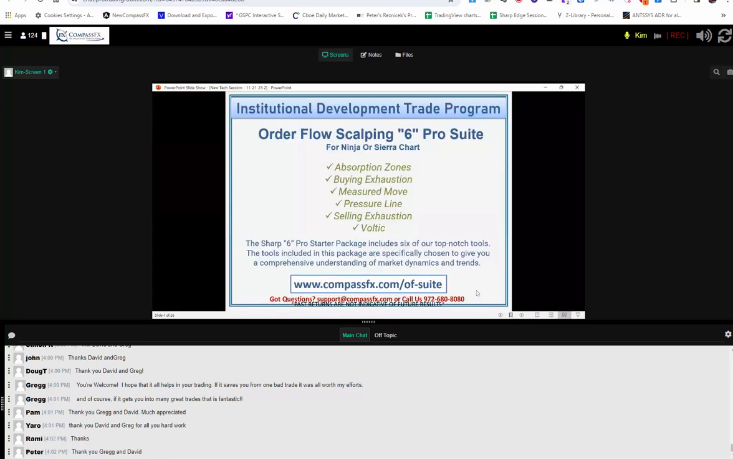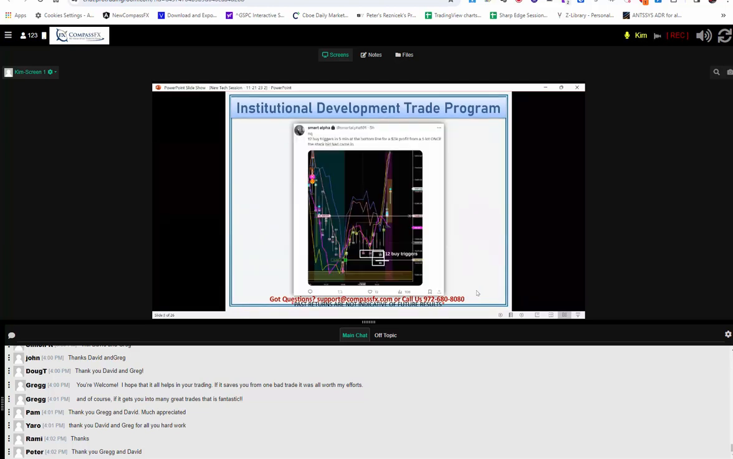And the two different packages that we're going to have. I saw Adrian's question of whether some of these things are in here depending on what package you have. Some of you may just have the Scalping 6, which is the absorption, the buying, the measured move, the pressure line, selling, exhaustion, and Baltic, which I think is a great base package if you're just getting started. But the other things that he covered would be in the full exclusive suite that we have. And then we have a couple of tools that haven't been released yet. Those are coming soon, so be on the lookout for those.